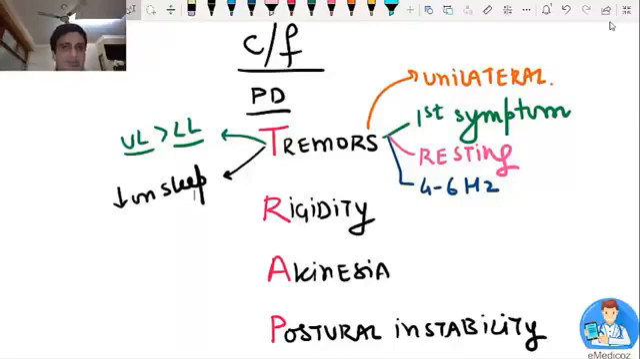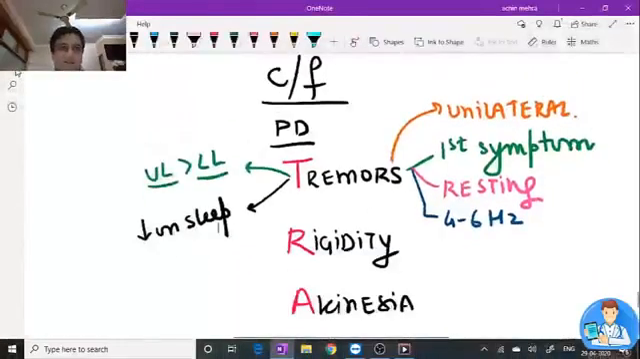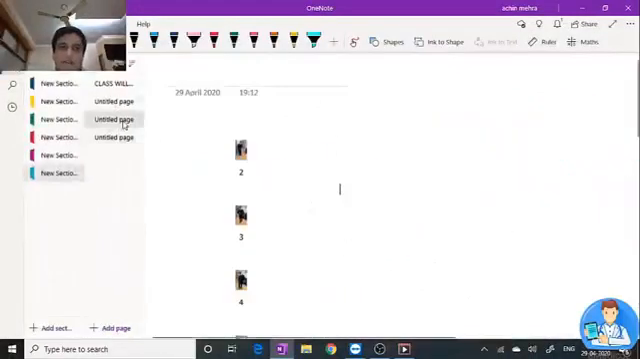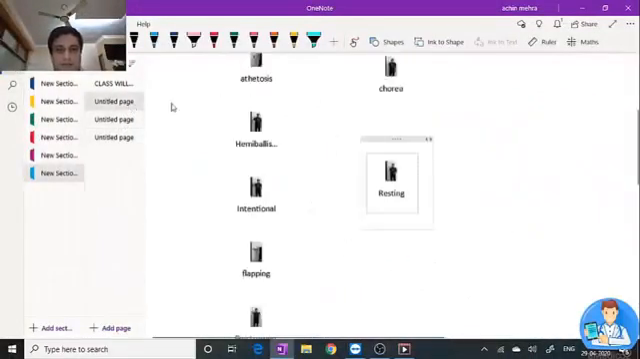Now, there are other tremors also in our clinical practice that we all should know about. And what are the clinical conditions that we find them in? I'll show you some videos which I've got with me recorded today. And I'll try to explain them first there in the video. Then we'll try to write them.